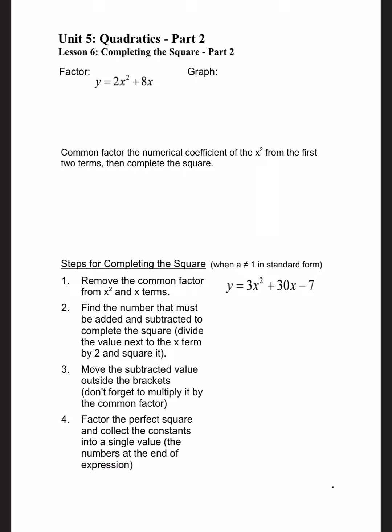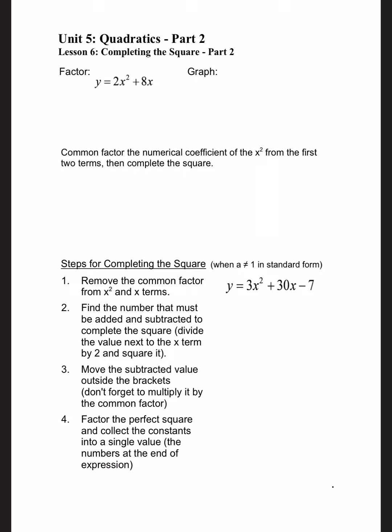This time we're going to look at it when we have a quadratic in standard form and our a value is something other than 1. How do we go about completing the square for that kind of situation? So we're going to start by looking at an example. We have a quadratic here that is 2x squared plus 8x.